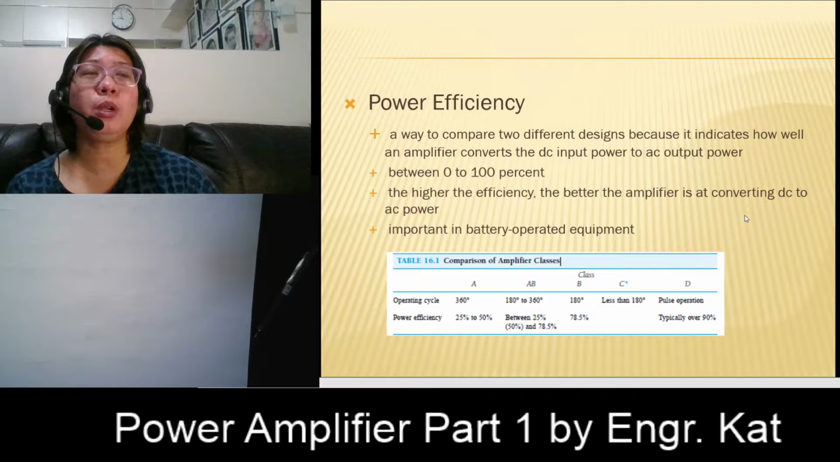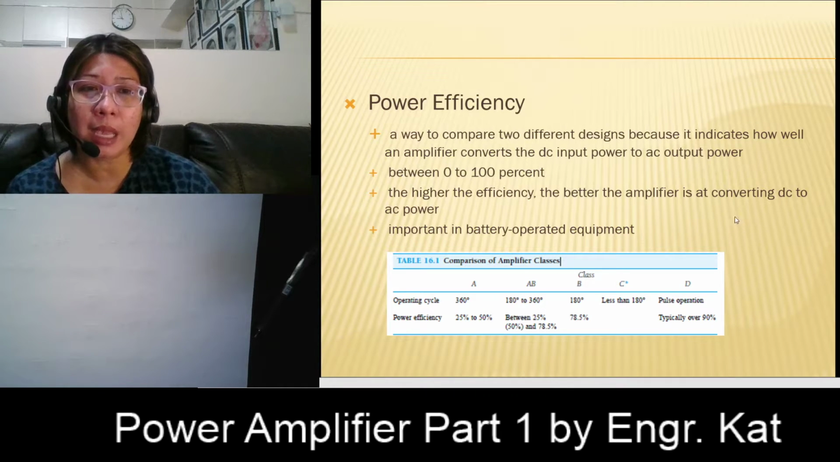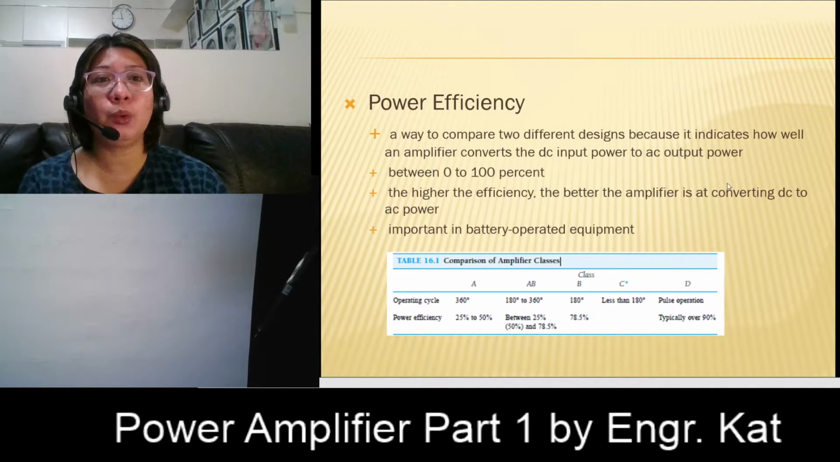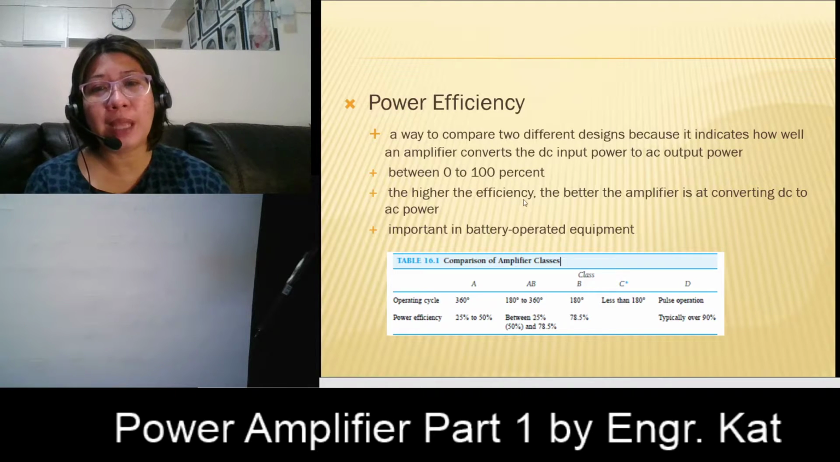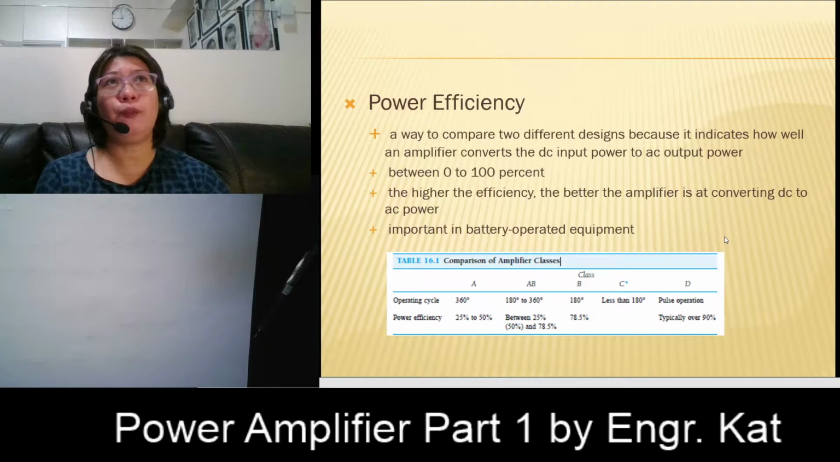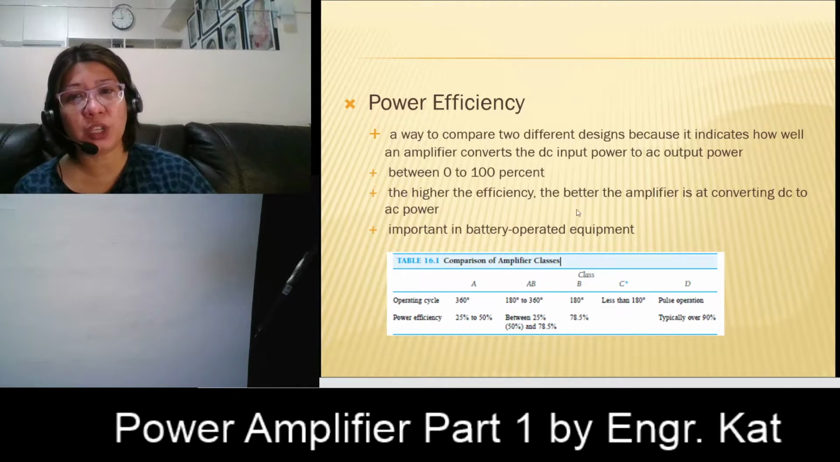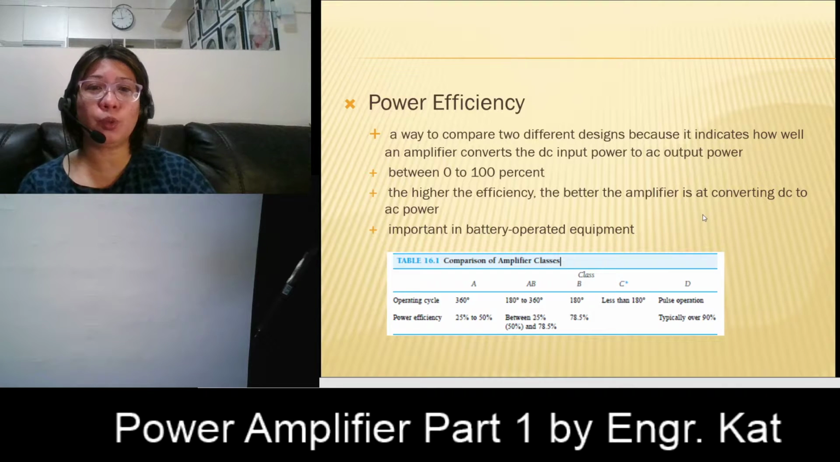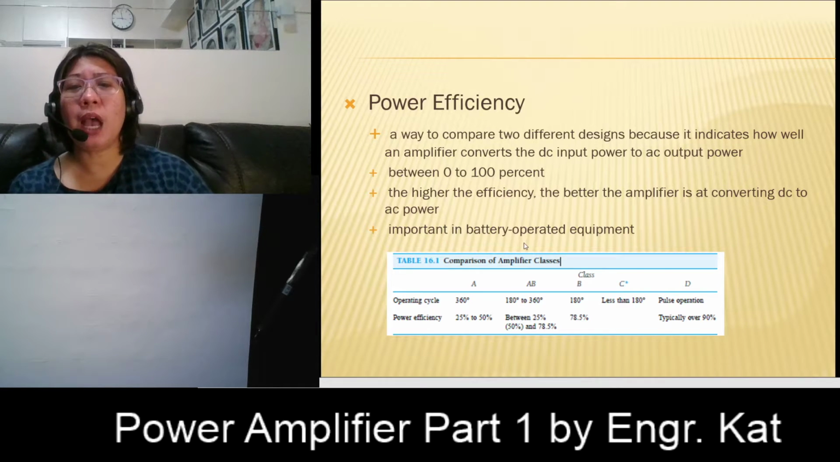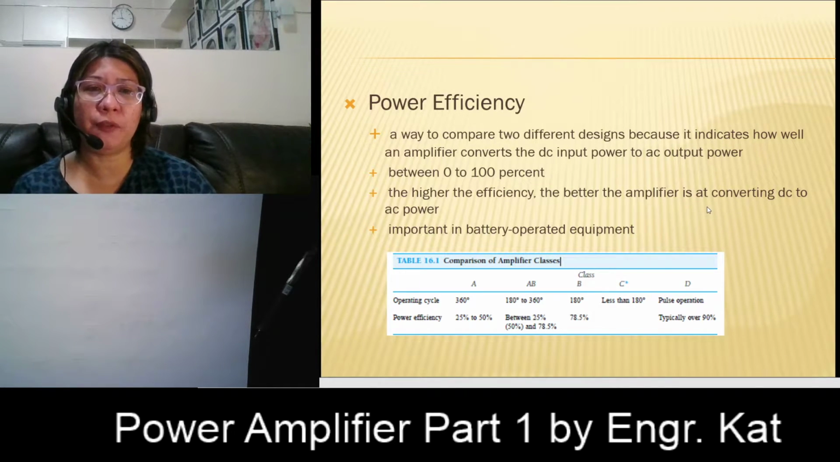Okay, so once your resistor dissipates power in the form of heat, automatically that is less than the total input power. So therefore 100% is really purely theoretical, because if we have 100% efficiency, that means your system is totally lossless, and there is no such thing as a lossless system. So the higher the efficiency, the better the amplifier is at converting DC to AC power.